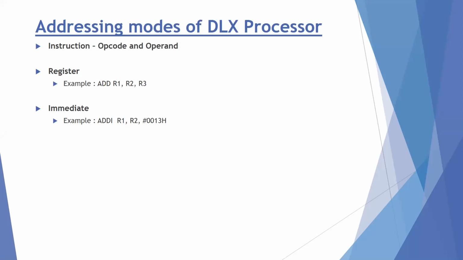Very good. So why this name immediate is given is because one of the operands is immediately specified in the instruction. If you see, the instruction says add immediate R1, R2, hash 0013H. So 0013 is a 16-bit number in hexadecimal. Any number that has to be immediately added to the contents of register R2 and the result gets stored into the register R1.